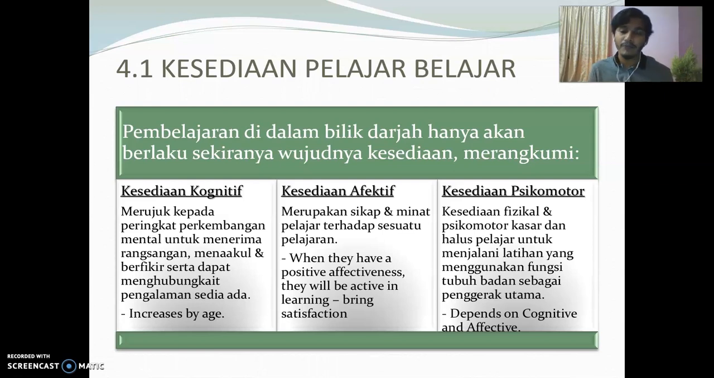Affective adalah merupakan sikap dan minat pelajar terhadap sesuatu pelajaran. So, how motivated are they, how interested are they to learn a particular subject ataupun learning process.